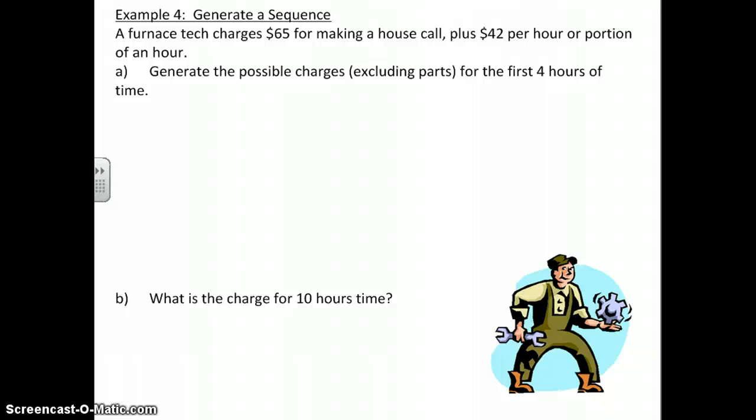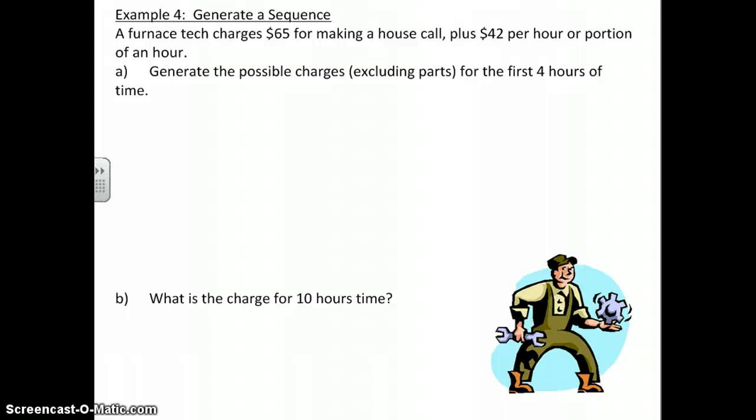Okay, example 4, we want to generate a sequence here. It says a furnace tech charges $65 for making a house call plus $42 per hour or portion of an hour. Part A, generate the possible charges, excluding parts, for the first 4 hours of time. So just for him to come to your place, what's it going to cost for the first 4 hours?